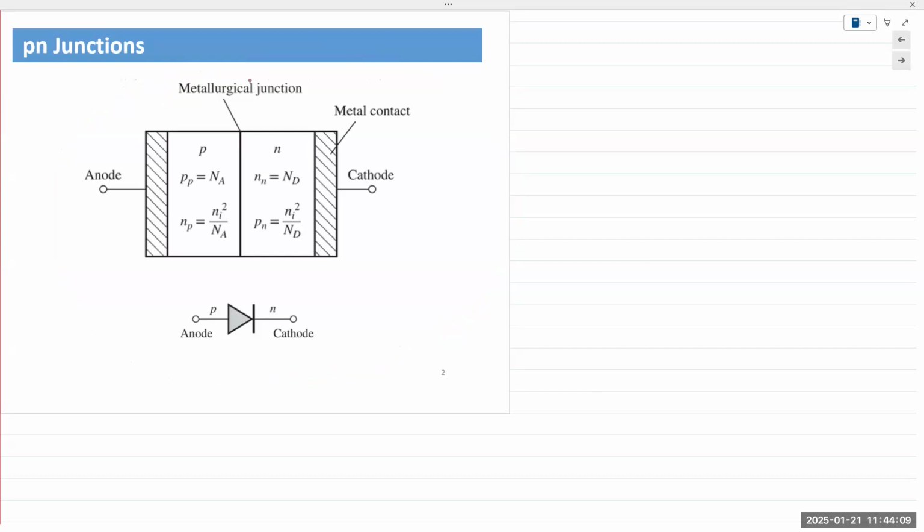So we have a P-type material on the left, N-type material on the right. On a P-type material, the majority carriers are the holes. N-type, it's the electrons, and then minority carriers, of course, vice versa, right? So we have holes on this side and electrons on this side.